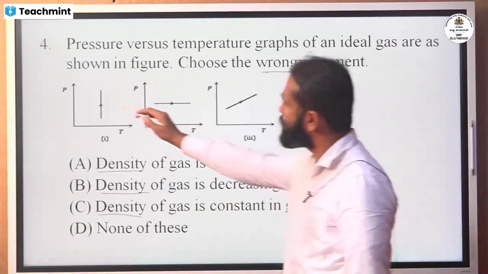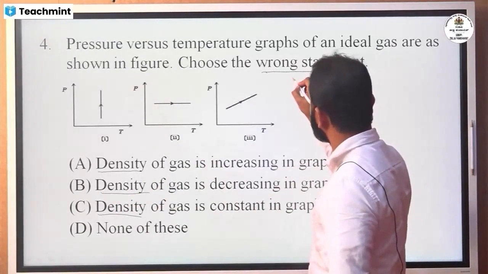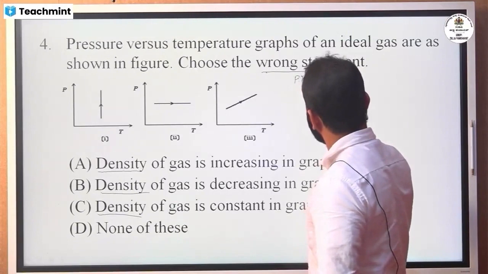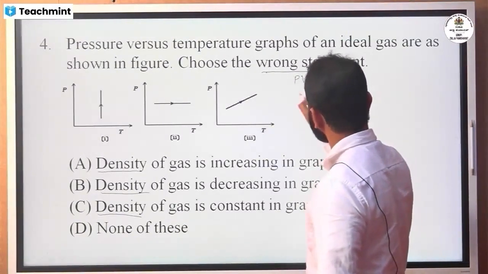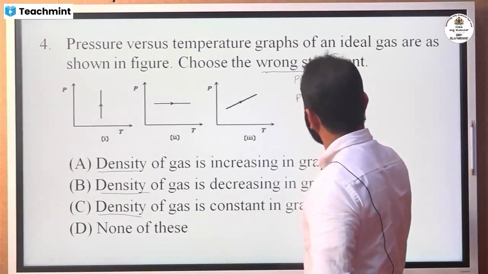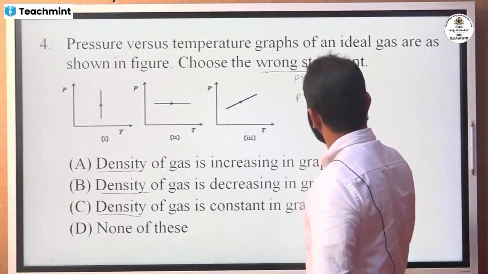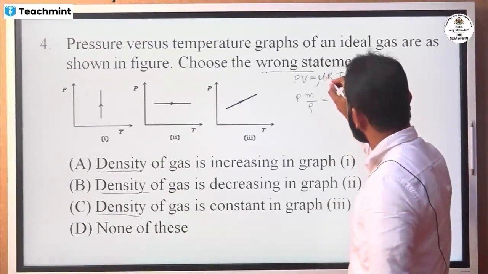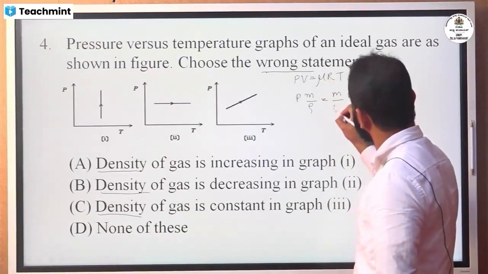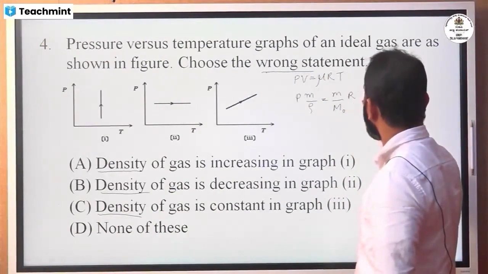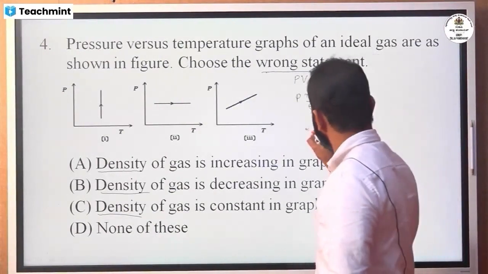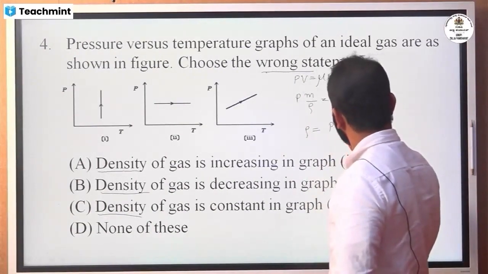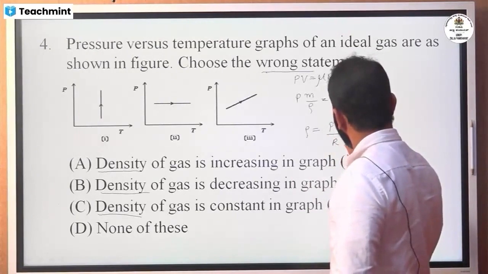So let's look at the first graph. Let me use the ideal gas equation. According to the ideal gas equation, you can write PV equals mu RT. The volume can be replaced as mass by density. On the other side, the number of moles can be written as mass divided by molar mass, into RT. Let me rearrange. So density can be written as P times m naught divided by R times T.